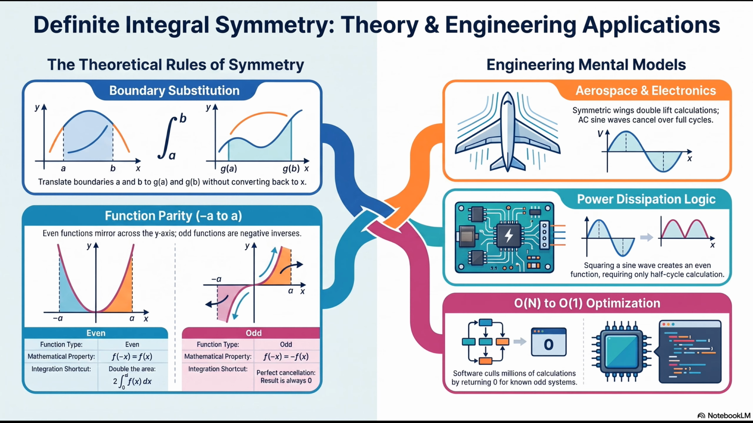Instantly. But, I mean, how does the code actually know? How does an algorithm look at a complex mathematical string and determine its structural parity on the fly before it does the math?